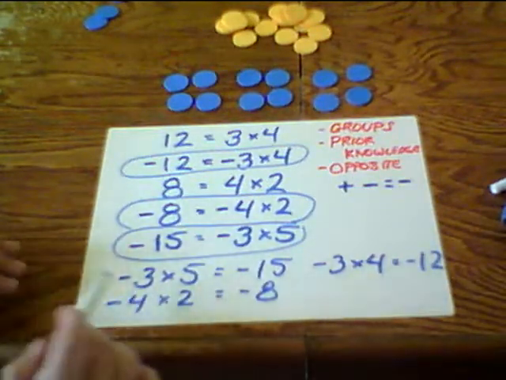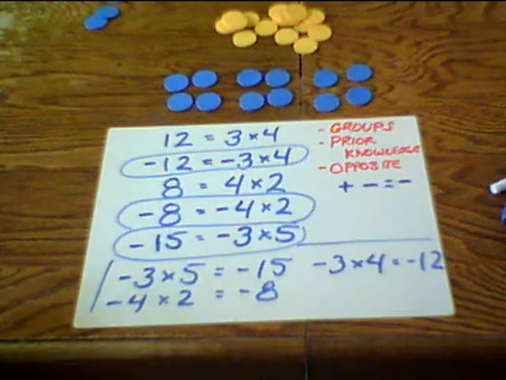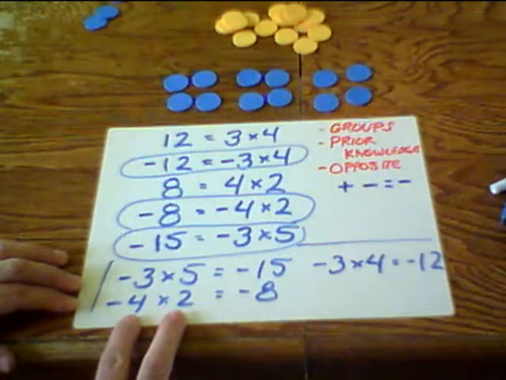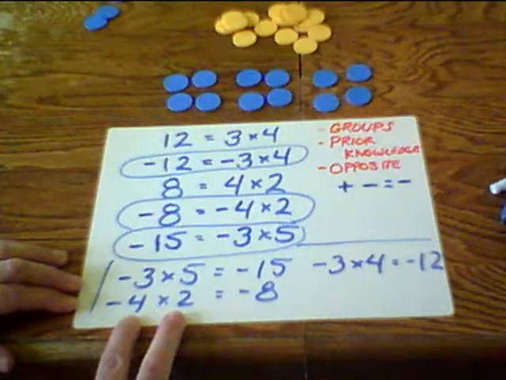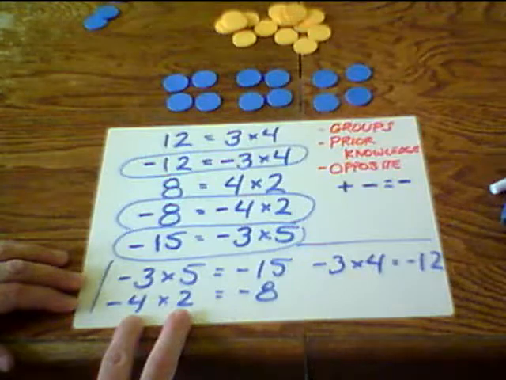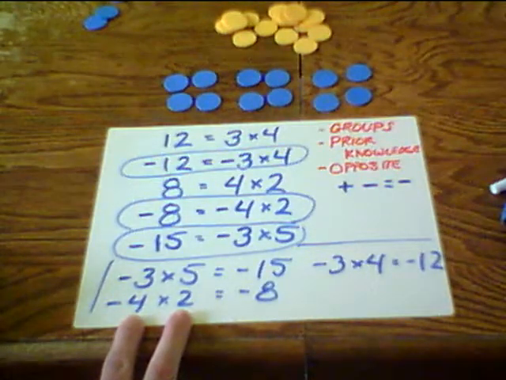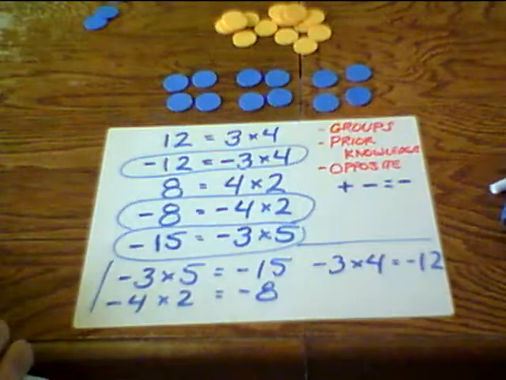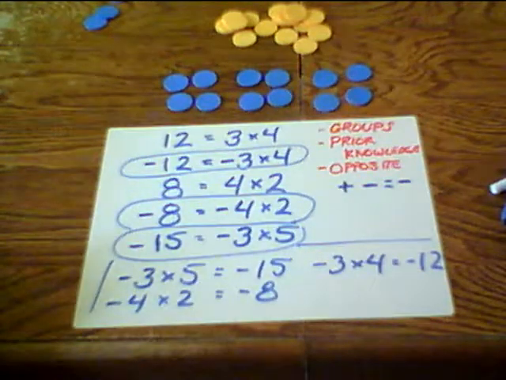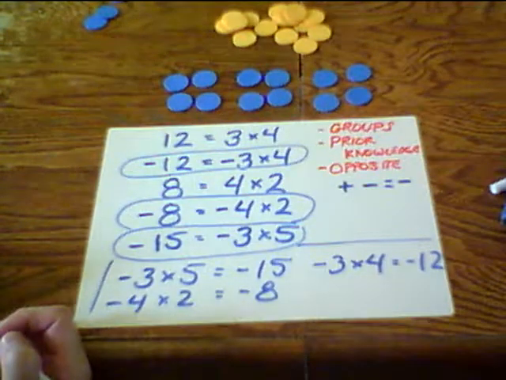So looking at this information I've collected on my board, I could ask them, okay, could you have found the answer here? Negative 8 just from here? Can you develop a rule that would give me negative 8 if I had negative 4 times 2 without using the counters or the idea of the opposite or the semi-concrete drawings? And again, it's not very difficult to say you just multiply the numbers and the answer is negative.